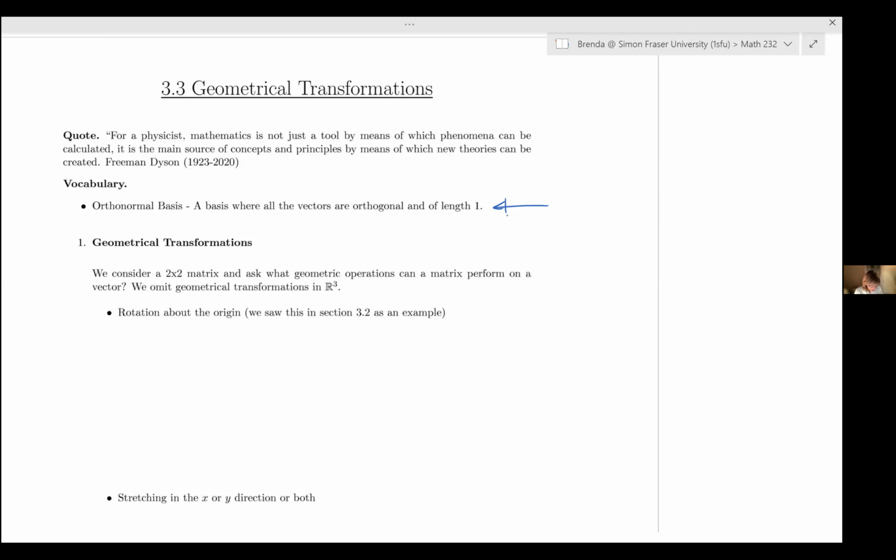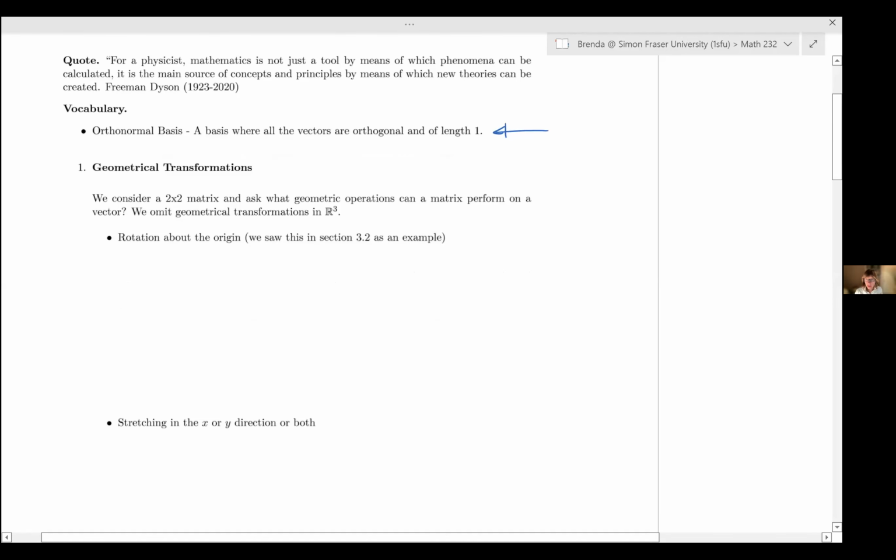Okay, so what we're going to do, and the textbook is a little bit different in this regard, is stick with 2 dimensions. So we'll be considering always 2 by 2 matrices, and we're going to be considering vectors and what happens to them in R2. Clearly, we can do this in R3, but it's much more complicated. It's more difficult to draw, and so we're going to just omit the geometrical transformations in R3.